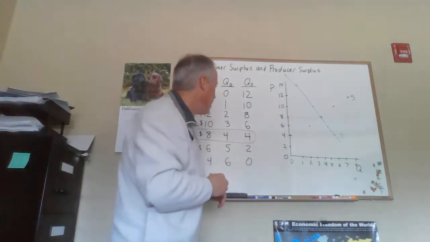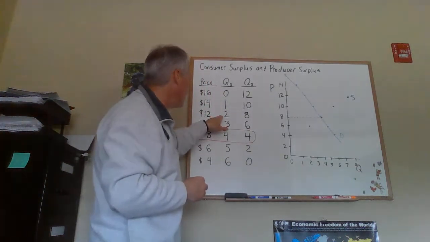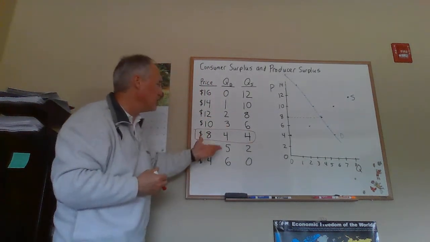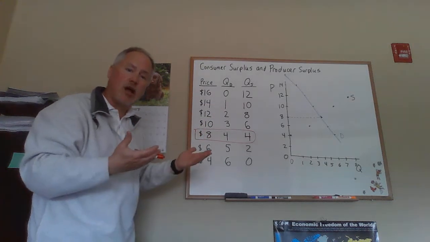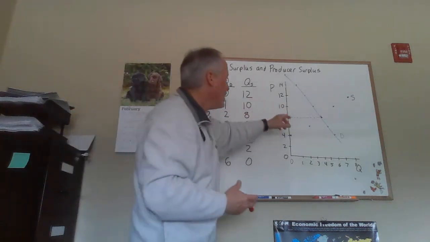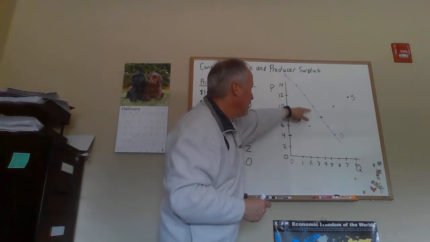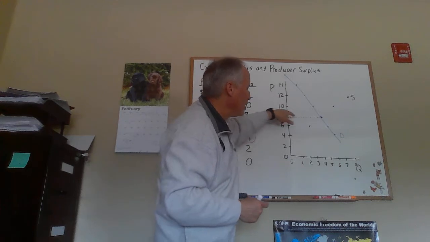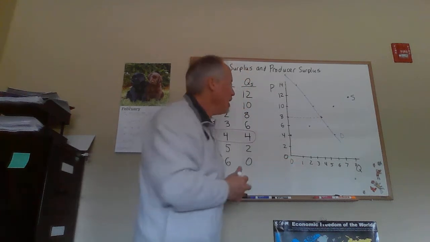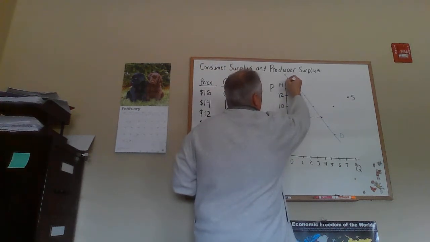So on the second unit of the good, you have a consumer surplus of $4. The first unit of the good, you had a consumer surplus of $6. And graphically, that's going to be the area that's below the demand curve and above the price line. So it would look something like this.